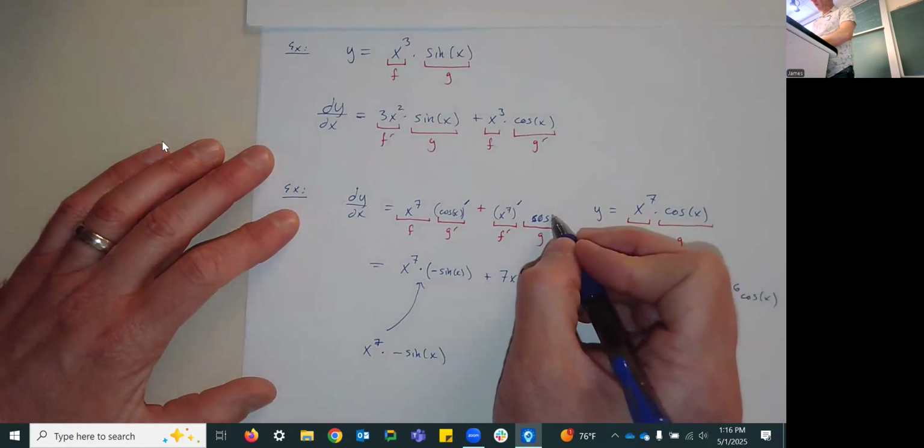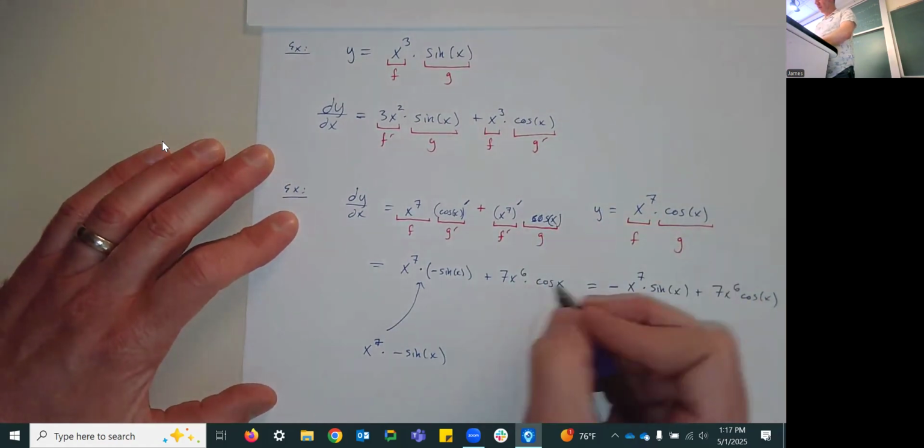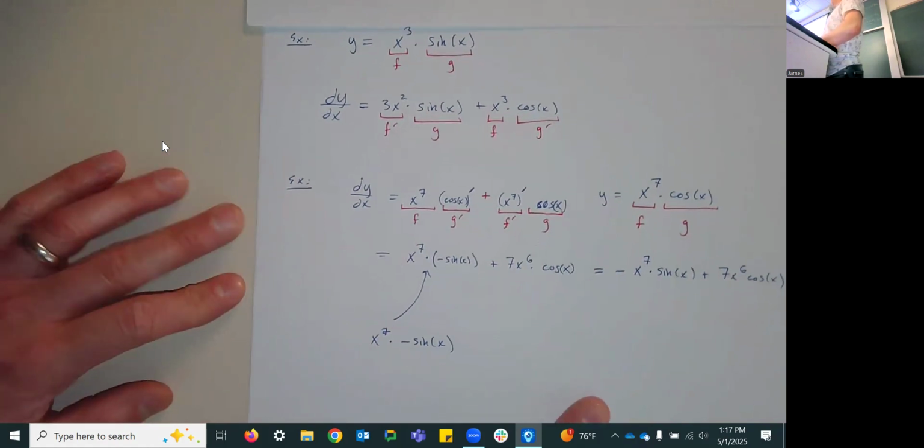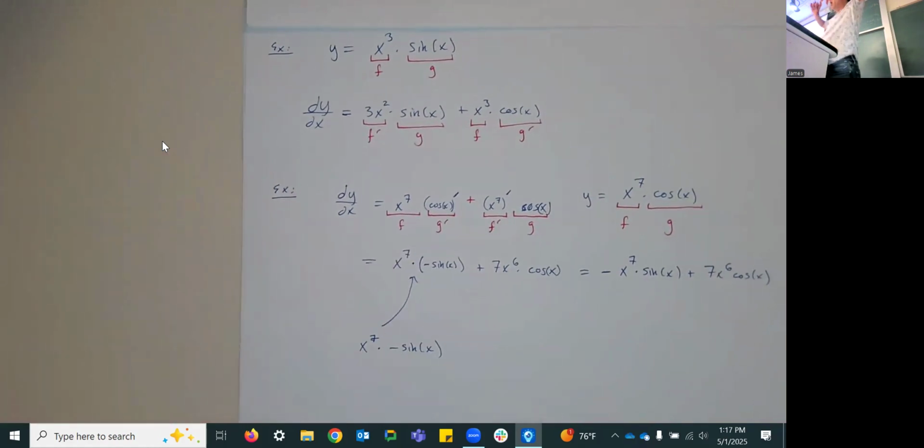I generally try to write my x's for my trig functions in parentheses. It is not required. I just think it's a good idea because it reminds you of the fact that you're taking sine of some variable or cosine of some variable, right? It's a function. It's got to have an input. That sine, you have to have sine of something.